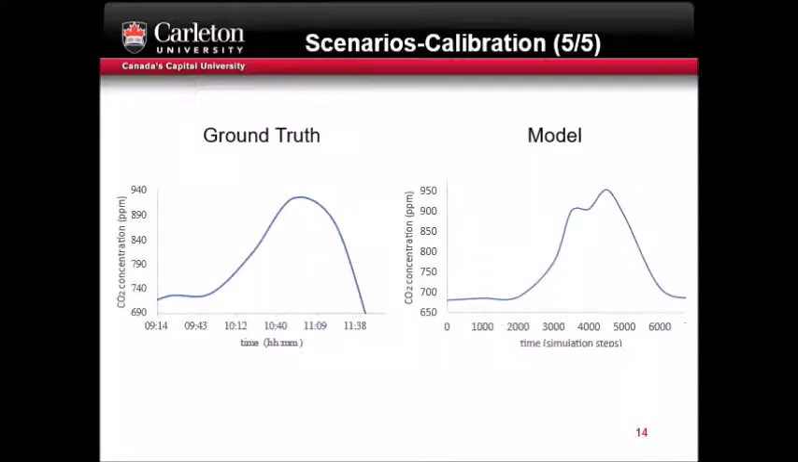So this is the data that we logged from the model. On the right, this is the CO2 concentration level in ppm from the model, and on the left, this is the CO2 concentration in the ground truth data, and we saw that the calibration produced very similar results in both.